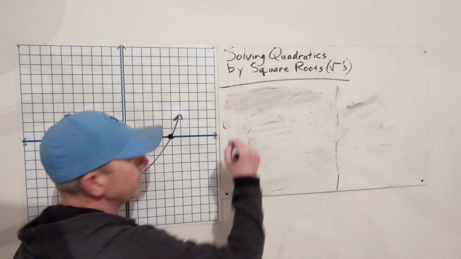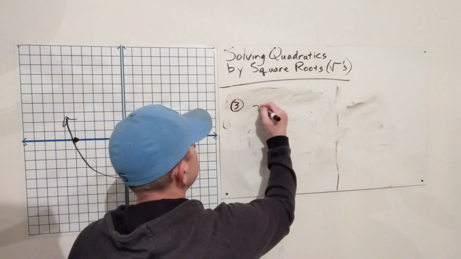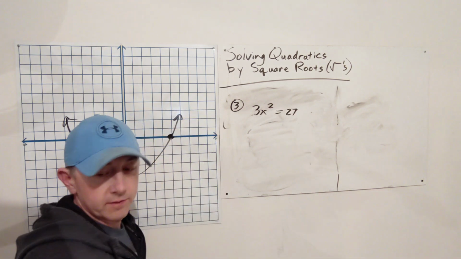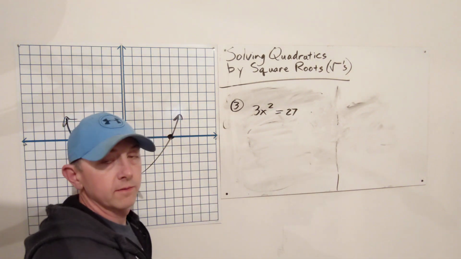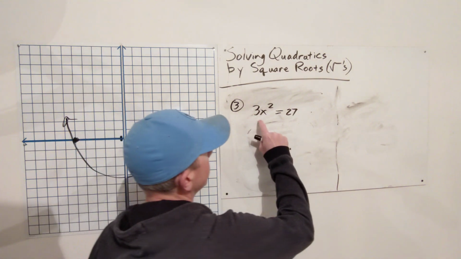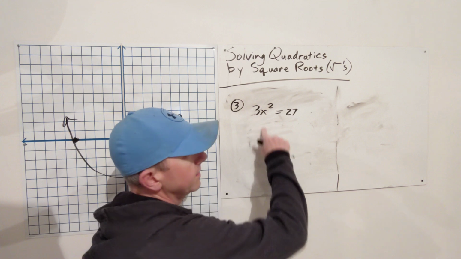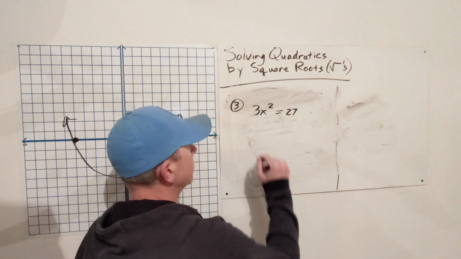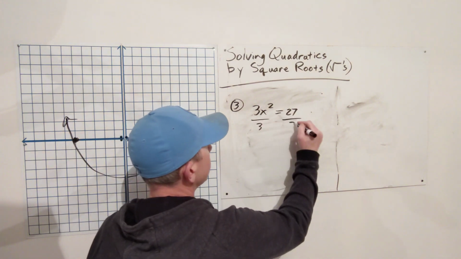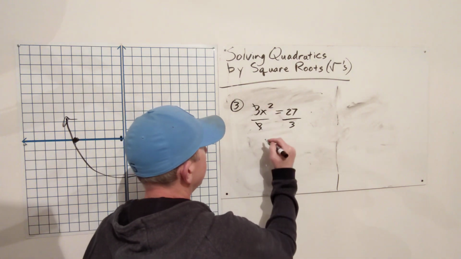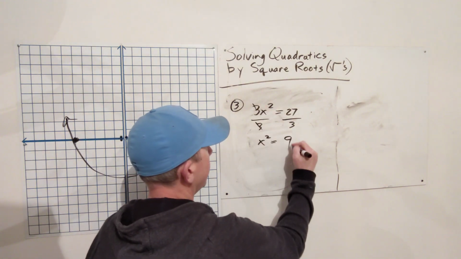Number 3, we've got 3x squared is equal to 27. To undo something squared, we're going to take the square root, but we can't yet because we want to get x squared by itself. So this x squared is not by itself just yet. We're going to divide by 3 on both sides before we take the square root. So these cancel out and we get x squared equals 9.